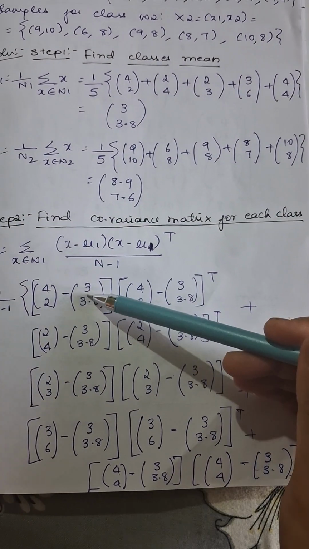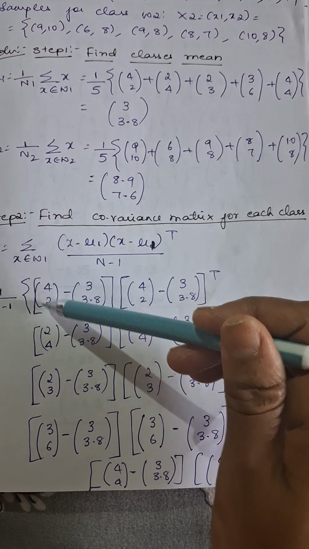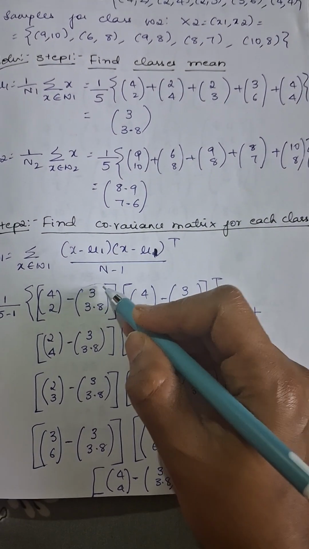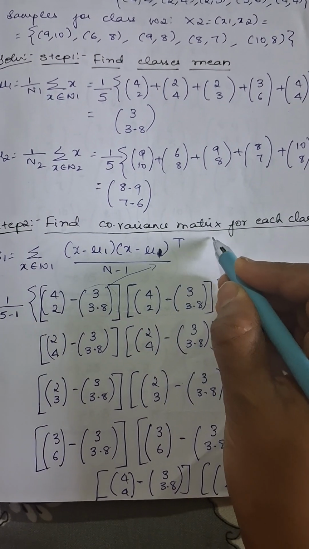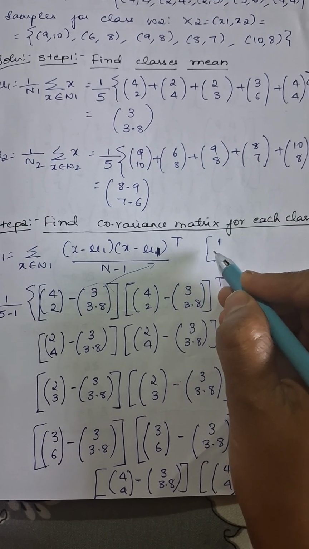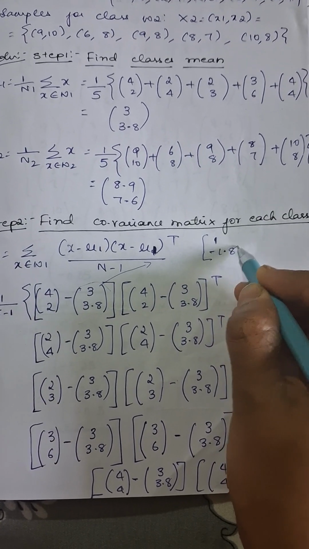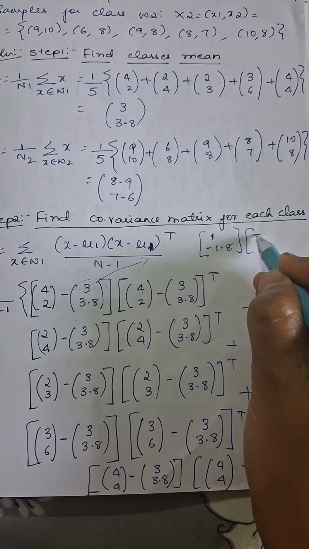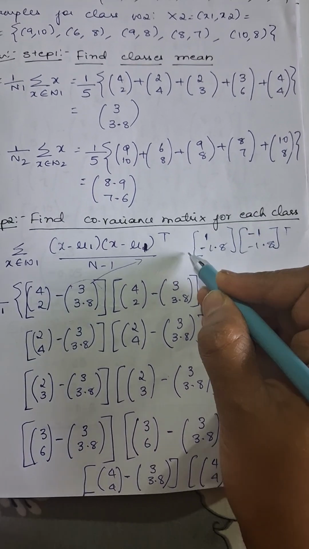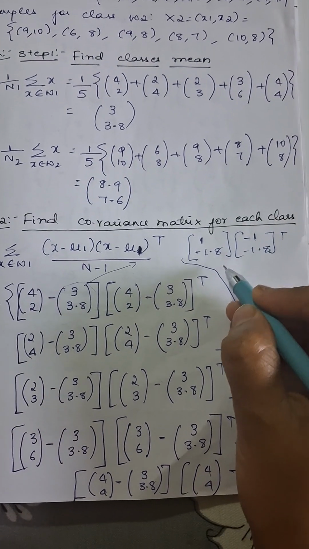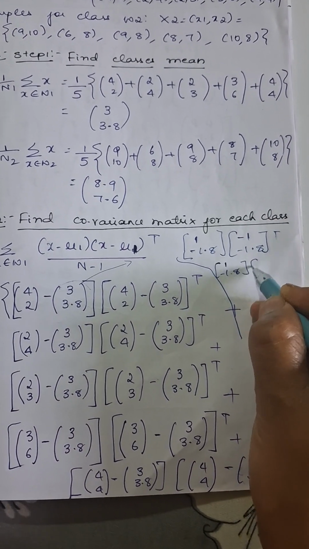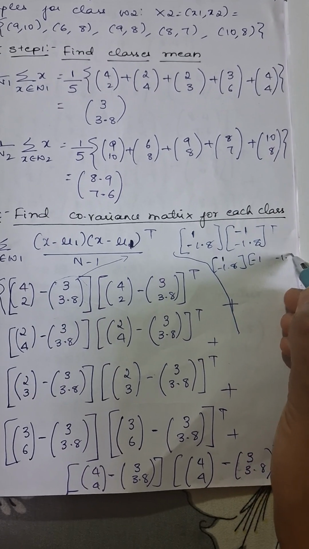How do you do this calculation? First finish this. I will show it for the first one. What you get here is 4 minus 3 is 1, and 2 minus 3.8 is minus 1.8. Multiply that again with the transpose, (1, minus 1.8). So if you multiply this, what happens? This will be the column (1, minus 1.8) into the row (1, minus 1.8).